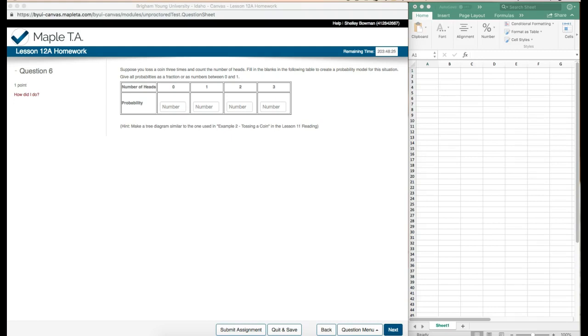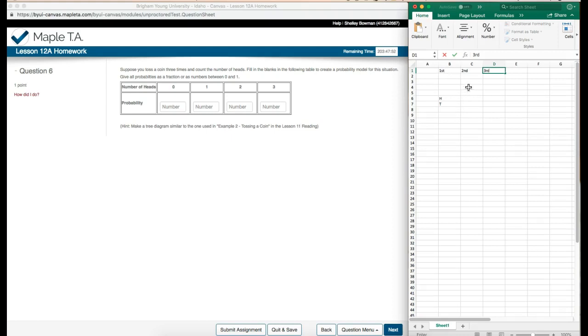So the first thing I want to do is find my sample space, and to do this I'm going to use something called a tree diagram. I'm going to use Excel just because it's nice. So my first toss, I can either get a head or a tail. I'm going to come up here for my next toss. So this is the first, this is the second, and this will be my third.